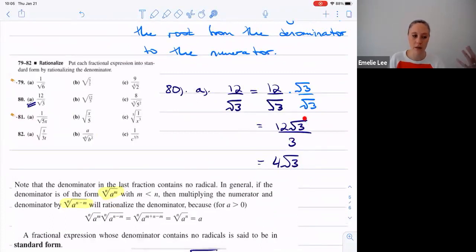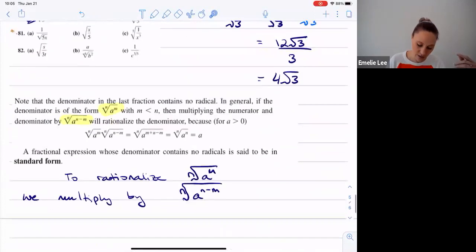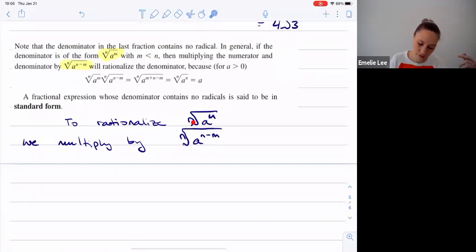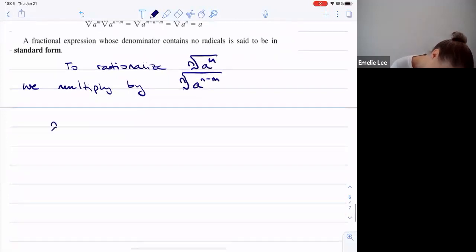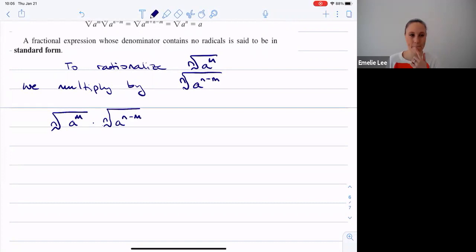Root three times root three is just 3, okay? So it works. So let's do the same thing and show that the nth root of a to the power of m times the nth root of a to the power of n minus m gets rid of that root. So here we go. The nth root of a to the m times the nth root of a to the n minus m.